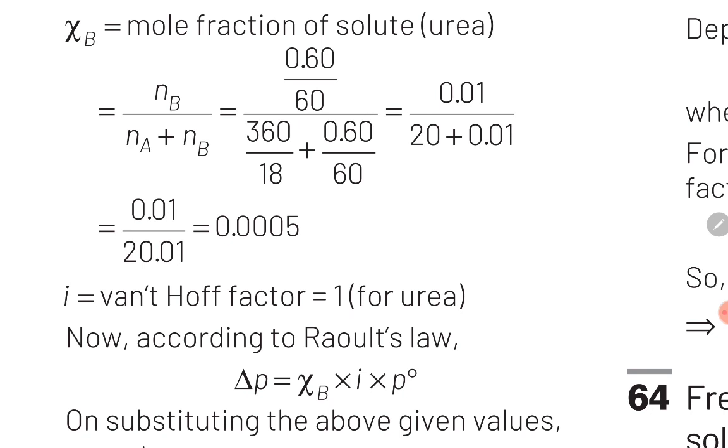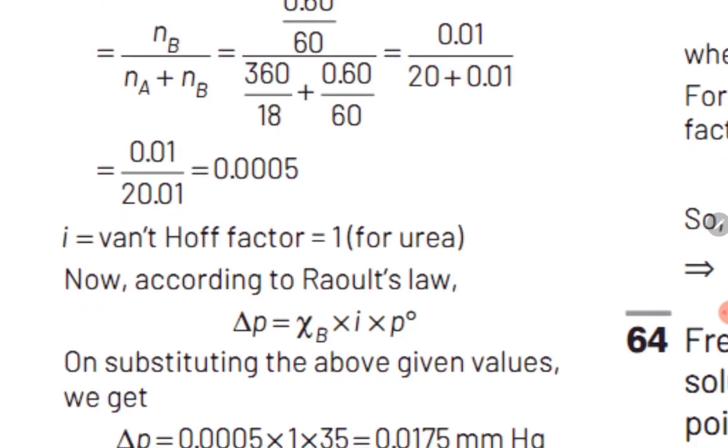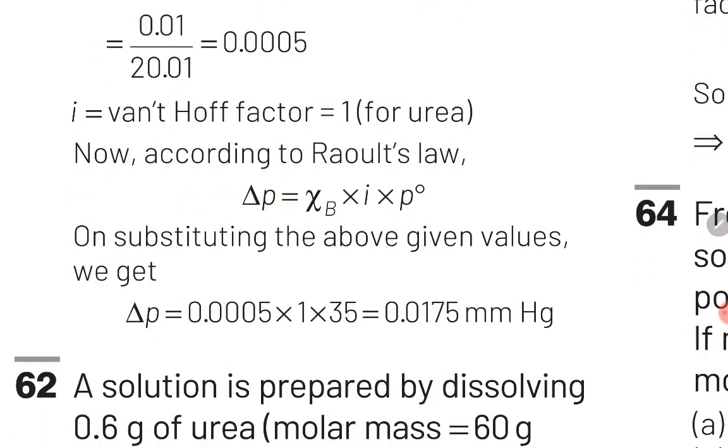Once we have found mole fraction of solute, we'll use the formula of relative lowering of vapor pressure. Relative lowering of vapor pressure is equal to mole fraction of solute, and therefore the equation becomes delta P divided by P naught is equal to xb. We'll multiply P naught on the right hand side, so the equation becomes delta P is equal to xb into P naught. Here xb value is found as 0.0005 and P naught has been given as 35 mm of Hg. After substituting these values, we'll obtain the value of delta P as 0.0175 mm of Hg.